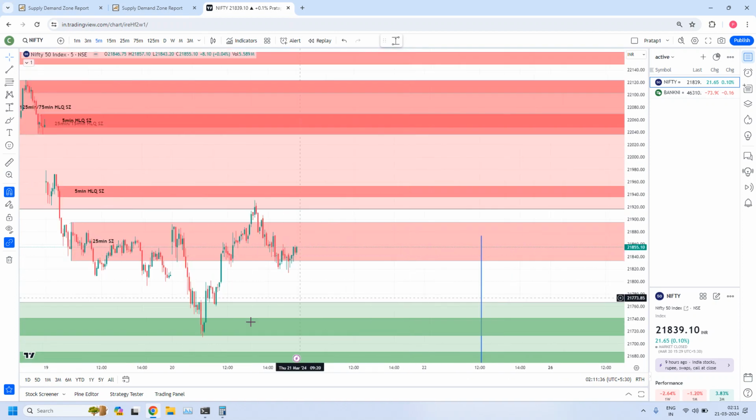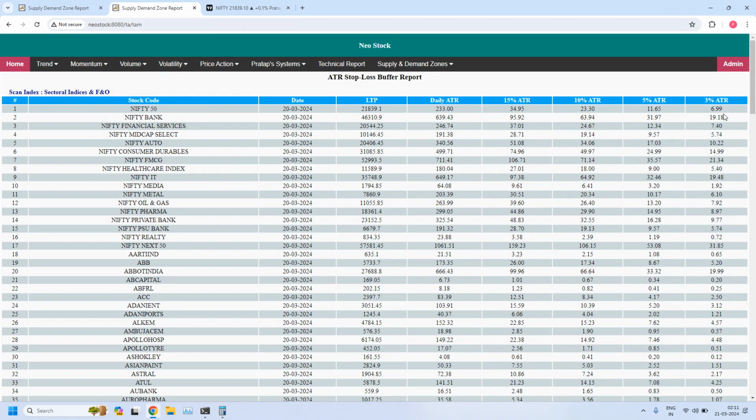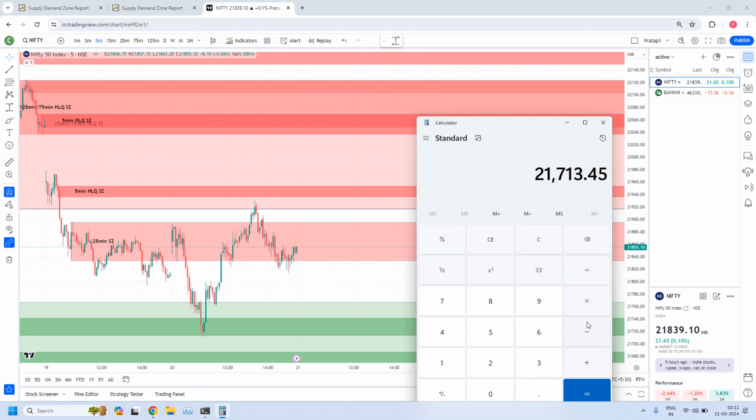So here, 21,713.45. What is the stop buffer? 6.9. That means you need to round up the value to near. So when you round up, it is 7. So minus 7. 21,706.45. Either you can take 21,706.5 or you can round up to 21,706, because stop buffer is the minimum value.